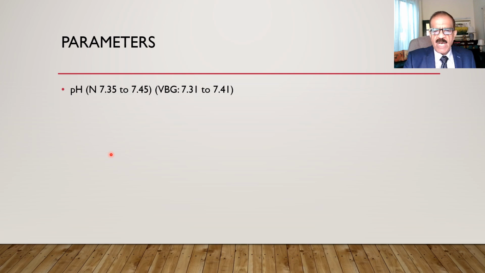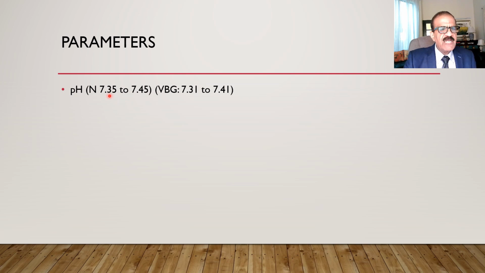Parameters. Now, what are measured? I think I will explain pH. It has got no units actually. It is just a number. Normal value is from 7.35 to 7.45. And you know, pH is one of those parameters which is controlled very tightly. Even slight difference means a lot of problem.